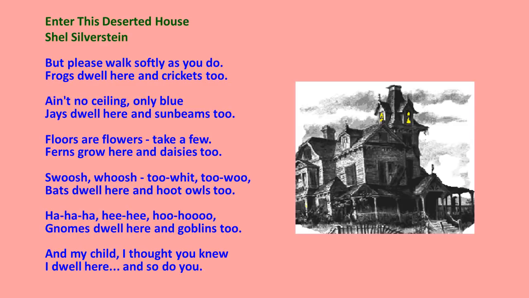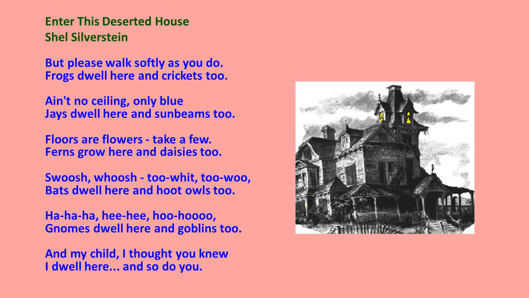This poem is called Enter This Deserted House, and it's written by Shel Silverstein. The poem reads, "Enter this deserted house, but please walk softly as you do. Frogs dwell here, and crickets too. Ain't no ceiling, only blue. Jays dwell here, and sunbeams too. Floors are flowers, take a few. Ferns grow here, and daisies too. Swoosh, swoosh, twit-to-woo. Bats dwell here, and hoot owls too. Ha ha ha, hee hee hoo hoo. Gnomes dwell here, and goblins too. And my child, I thought you knew, I dwell here, and so do you."